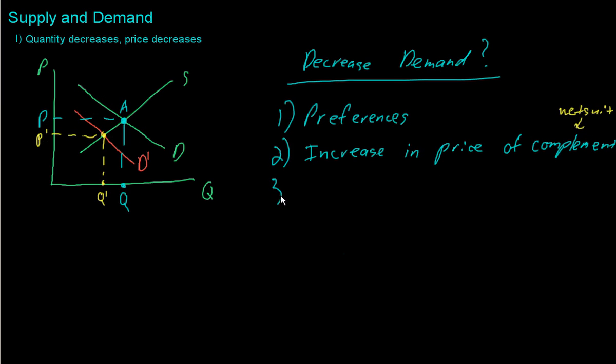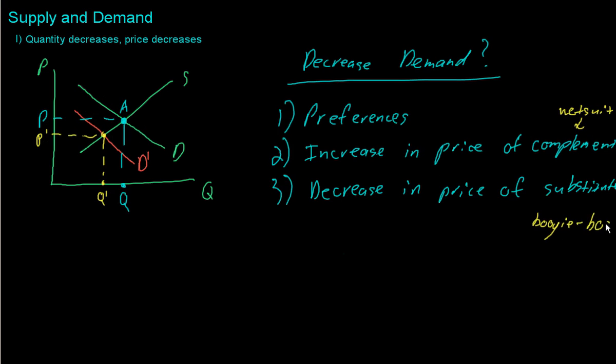The third thing would be a decrease in the price of a substitute. So again, just like in the other video, a good substitute for a surfboard is a boogie board. If boogie boards are all of a sudden cheaper, more people will buy boogie boards and fewer people will buy surfboards, so that will lower demand for surfboards.